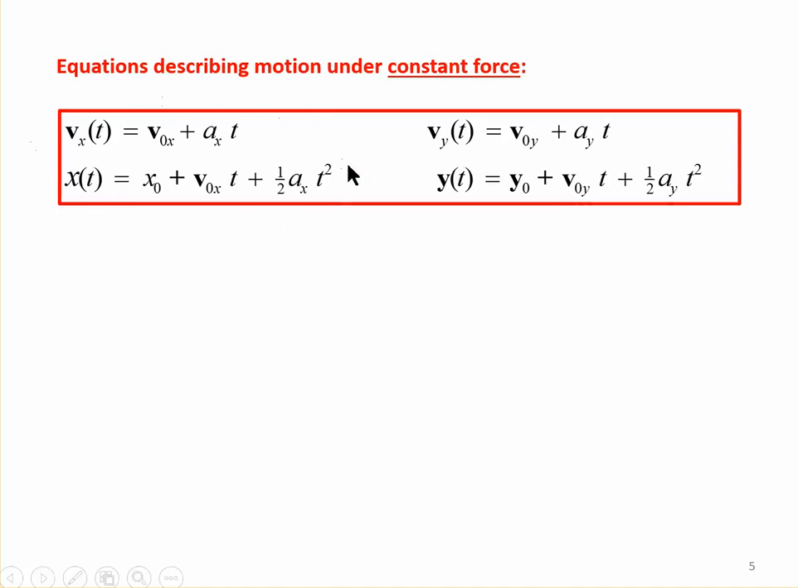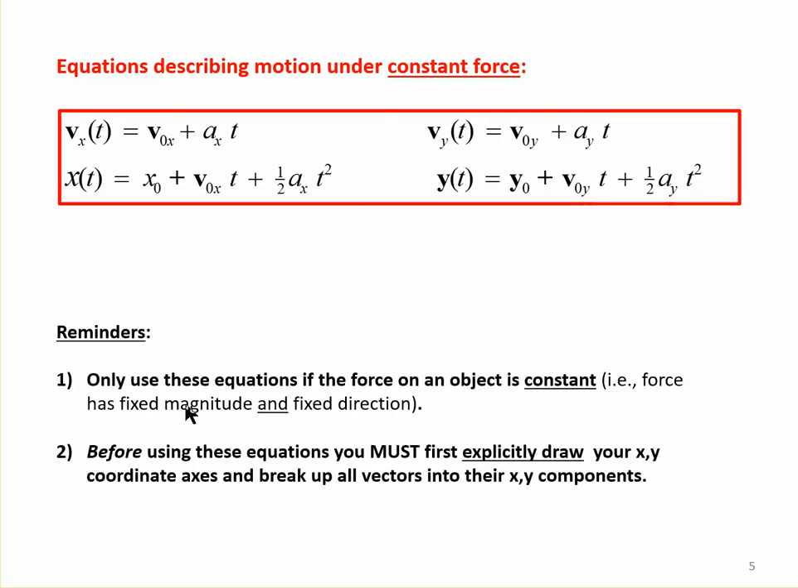They should look familiar because these are precisely the equations that we used when we were describing one-dimensional motion in the x direction. Likewise, when we were looking at one-dimensional motion in the y direction, we would have used these equations. Now what we're saying is if both things are happening simultaneously, namely the object is moving both in the x direction and the y direction under a constant force, then these are the equations that we're going to use. One set for the x direction, one set for the y direction. We'll treat them as independent.